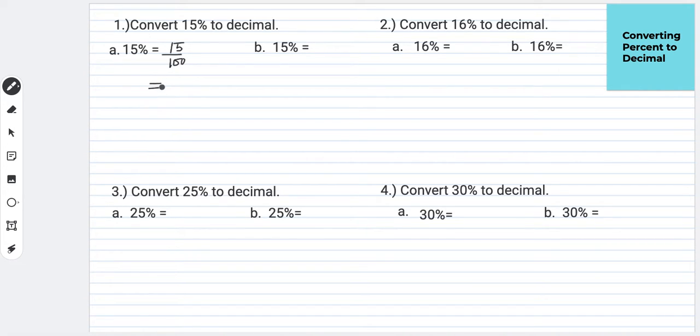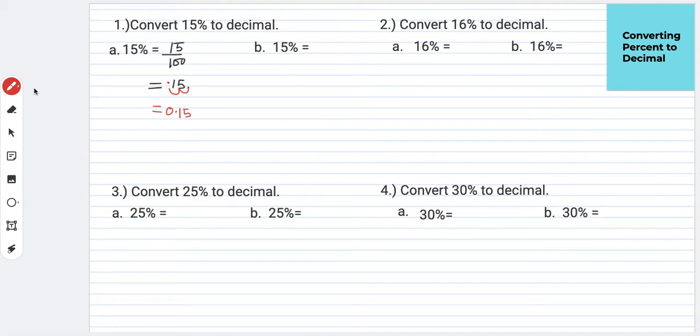And to divide 15 by 100, we have to copy first 15. The decimal point now of 15 is right after number 5. In our denominator, we have two zeros, so we have to move two places going to the left side. The decimal point now is here, and the equivalent of 15% in decimal form is 0.15.